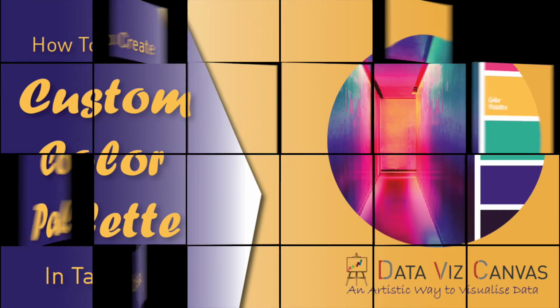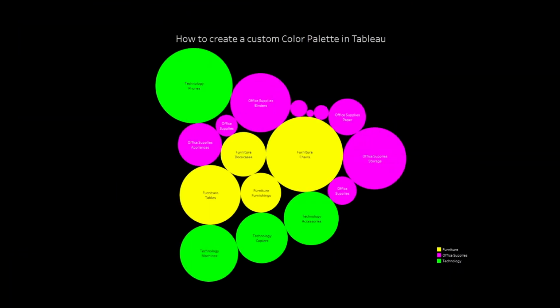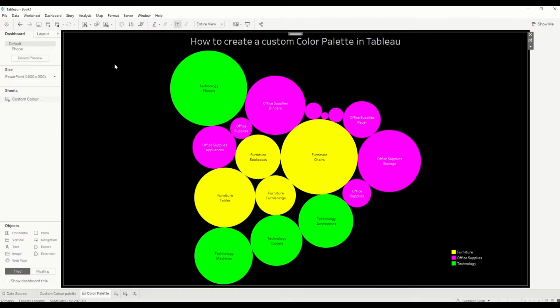As you can see in this dashboard, I'm using the neon custom color palette to showcase the sales by categories in Tableau, and we are using the sample superstore dataset in this scenario. So how can we create a custom color palette? Let's get started.